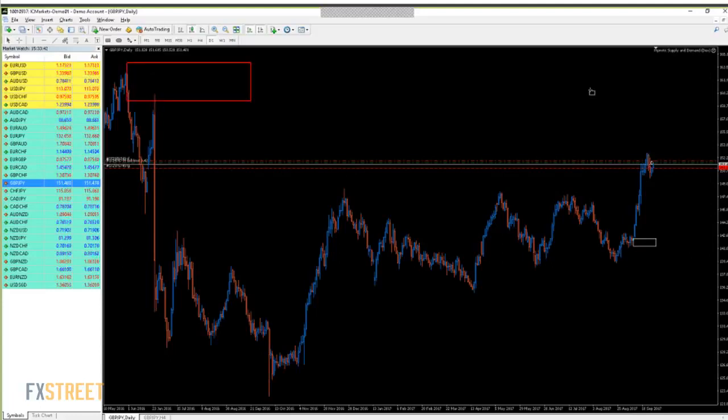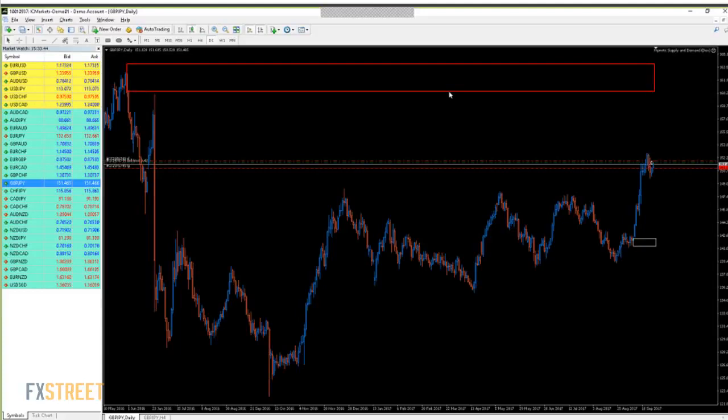Around here, we have some supply here. And so, for price to even begin to rebalance this price imbalance, it is going to have to move up to at least the lows of this blue candle just here, and maybe even up to the close of the blue candle, the open of the red candle here. And so, the big picture does not support selling here.